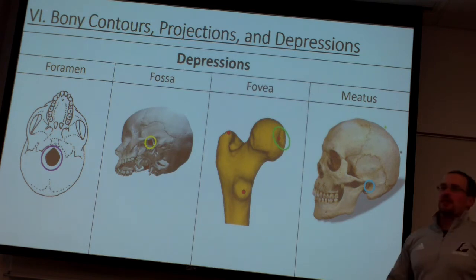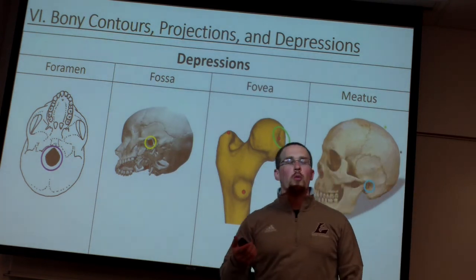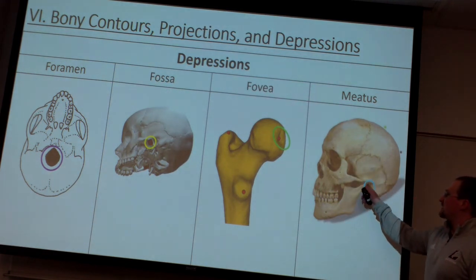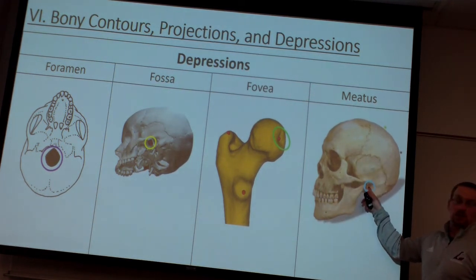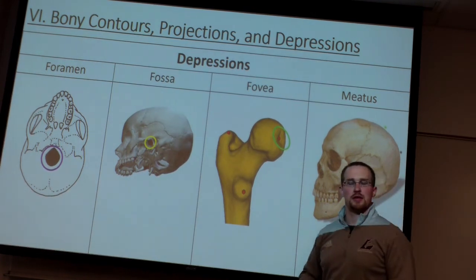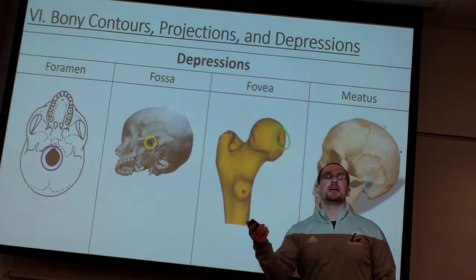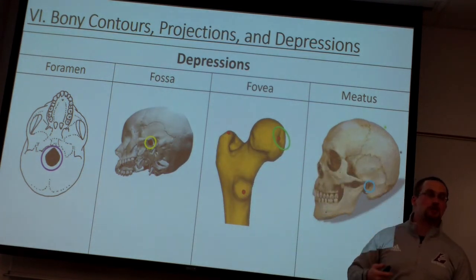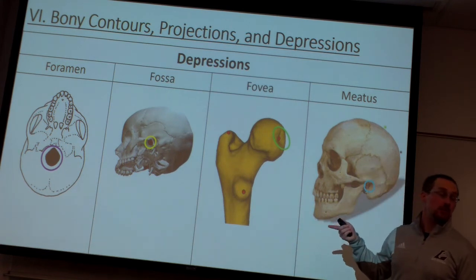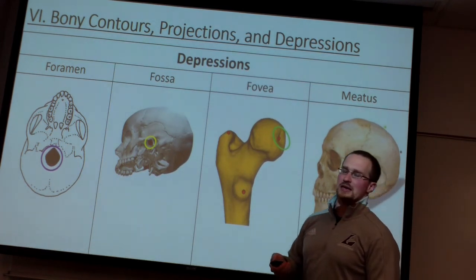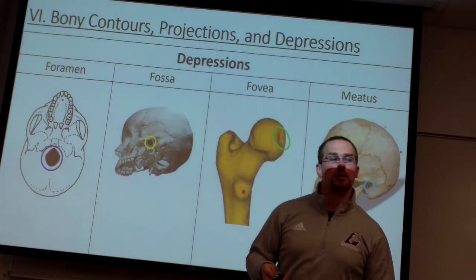Meatus, this is the entrance to an opening or a canal. And it's specifically this one. This meatus is the entrance to your ear canal. Okay? So that's where sound travels. That's where the vibrations go down. Or not see, that's where you can hear. So meatus, the entrance to a canal or tunnel.